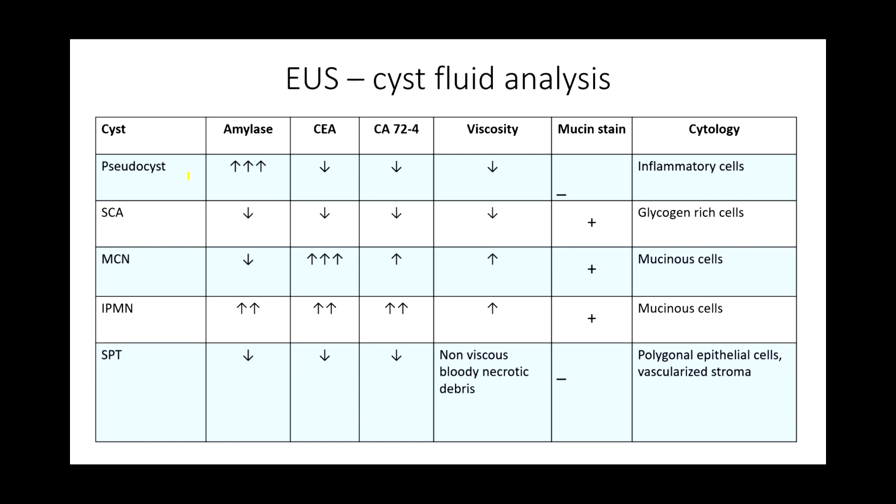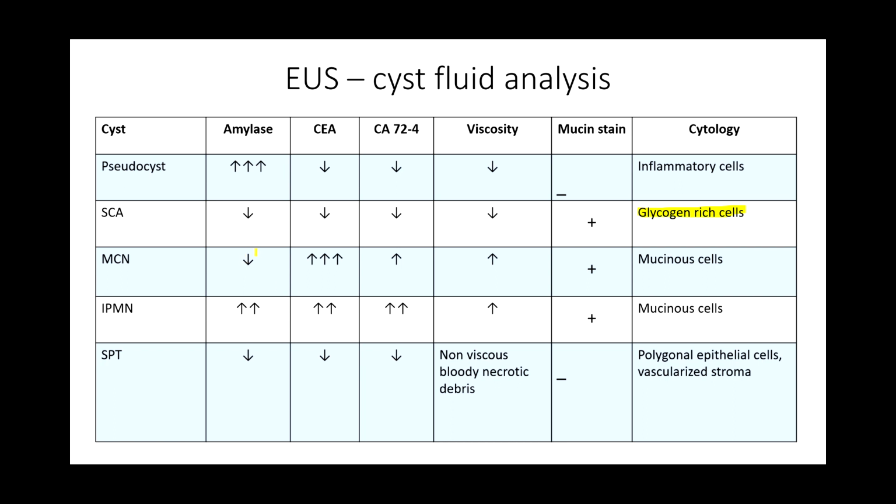Just a revision of all the fluids. As I said, pseudocyst will have high amylase, CEA will be low, there won't be any mucin, cytology will just show inflammatory cells. Serous cystic neoplasm, amylase, CEA and all the markers are negative. They might get a mucin stain and they have glycogen rich cells on cytology.